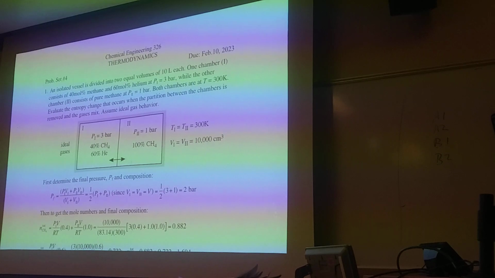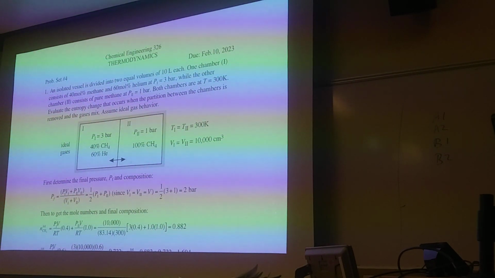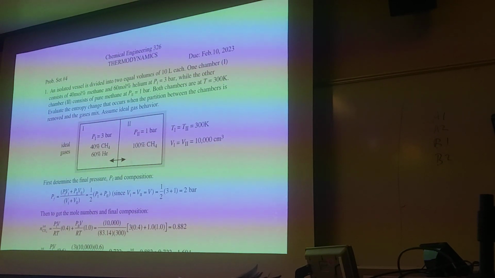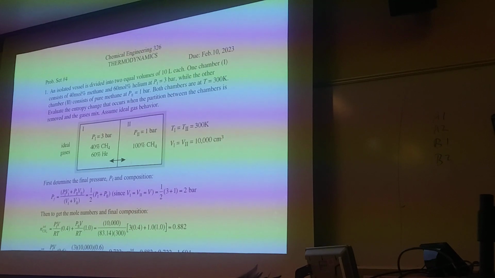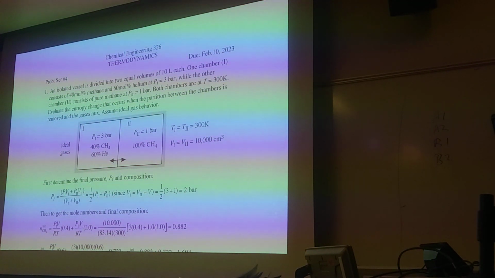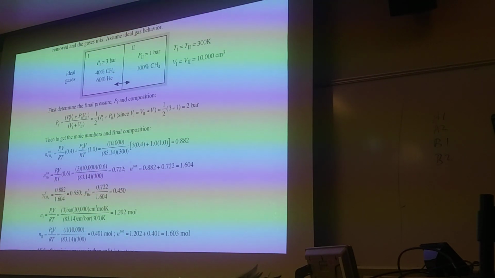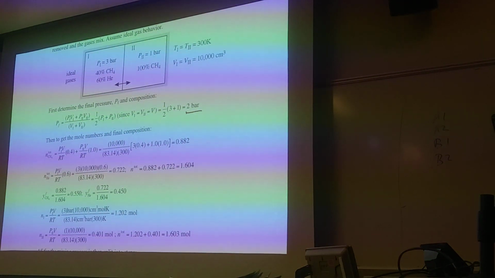Both chambers are at 300 K, and you're asked for this situation to evaluate the enthalpy change that occurs when the partition between the chambers is removed and the gas is mixed. And you're told to assume ideal gas behavior. So here's a diagram of the situation, and we can right away calculate, since these are ideal gases, that the final pressure is just 2 bar.